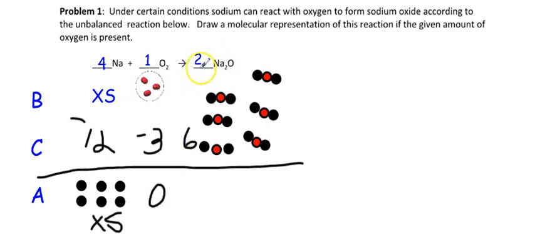And then how many did I start with here? I had none to start with. It was a blank slate. So now what I do, I'm going to add, because I'm producing my products, and I get 6. Okay. So that would be the molecular representation if I have 3 molecules, or in this case 3 moles of oxygen present. So real quick, I want to show you something before we go on.